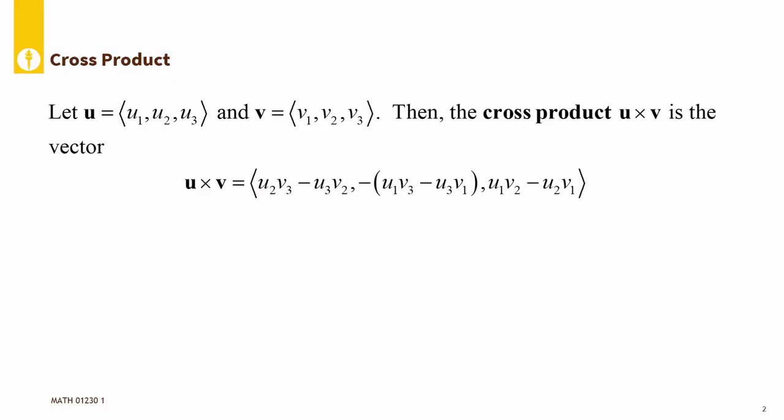Two vectors: U1, U2, U3, and V1, V2, V3. Cross product. U cross V is this quantity.